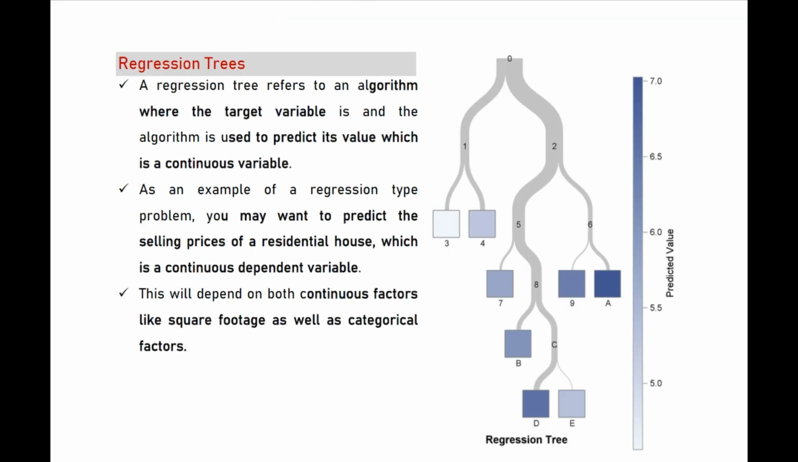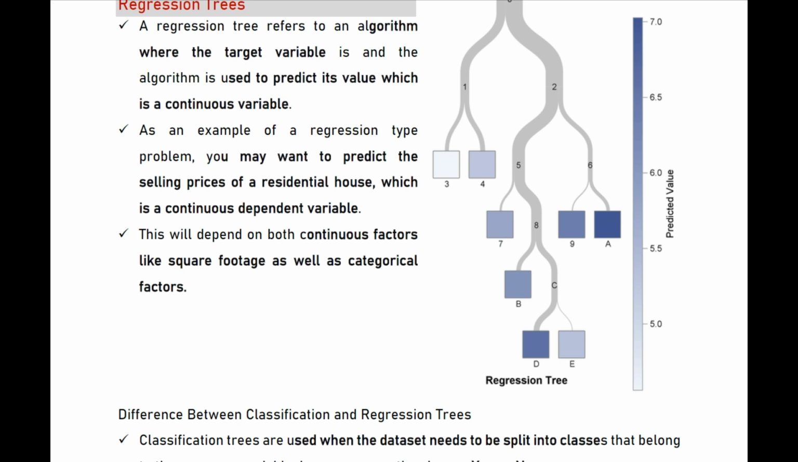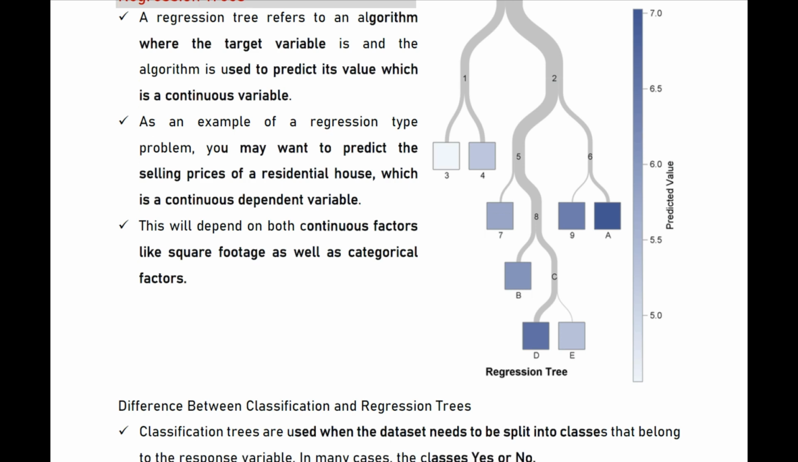The regression tree refers to the algorithm where target values are continuous, used to predict a continuous value. An example of regression is predicting the selling price of a residential house, which has continuously varying variables. This will be dependent on continuous factors, like the square footage of the house.